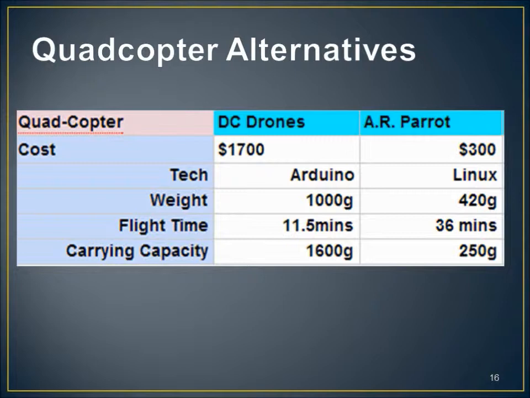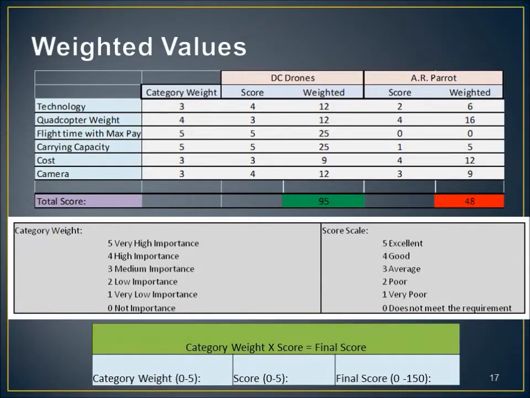We looked at 2 different quadcopters to see which one meets our requirements best. We looked at one off-the-shelf quadcopter, the AR Drone, and one custom-made quadcopter purchased through the DC Drones Group. The matrix shows the different specifications for each model.